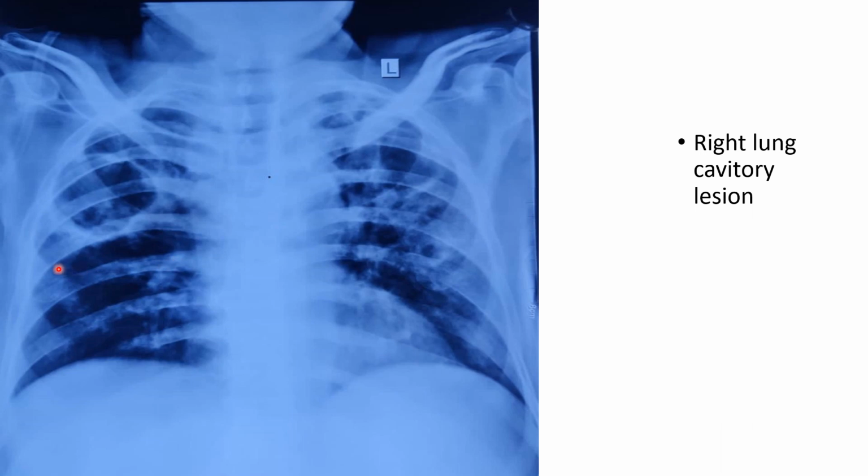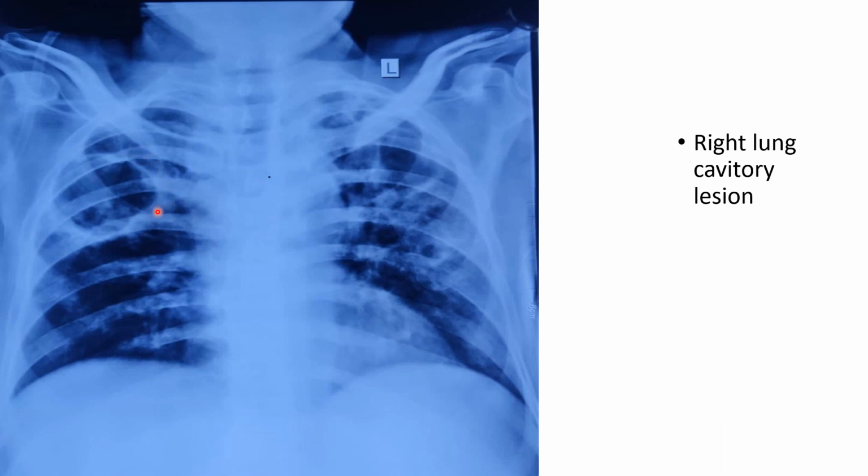Now focus on the right upper zone. Here you see sort of a circular structure, right? So this is a cavity, and here is a wall. This is the wall surrounding the cavity, and this wall is thin.